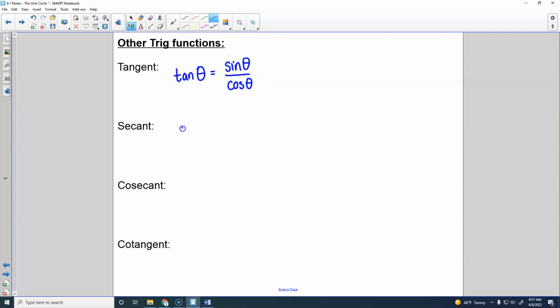Okay. Secant of theta is 1 over cosine of theta. Cosecant of theta is 1 over sine of theta, and cotangent of theta is cosine theta over sine theta. I'll talk more about why that is and what we're going to use it for, but not in a minute, on Monday.